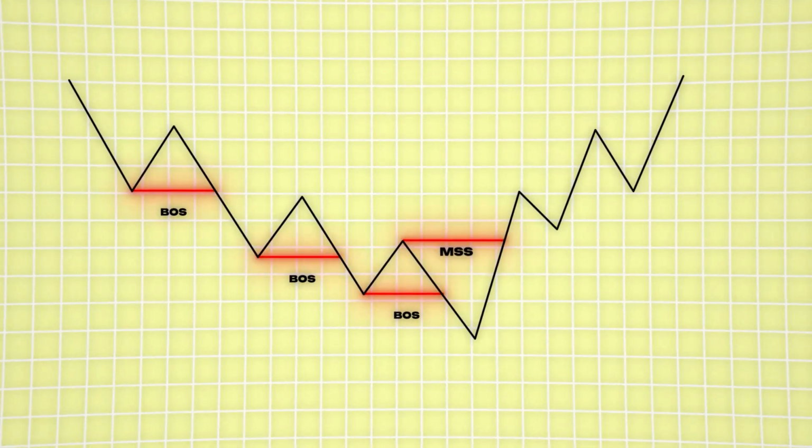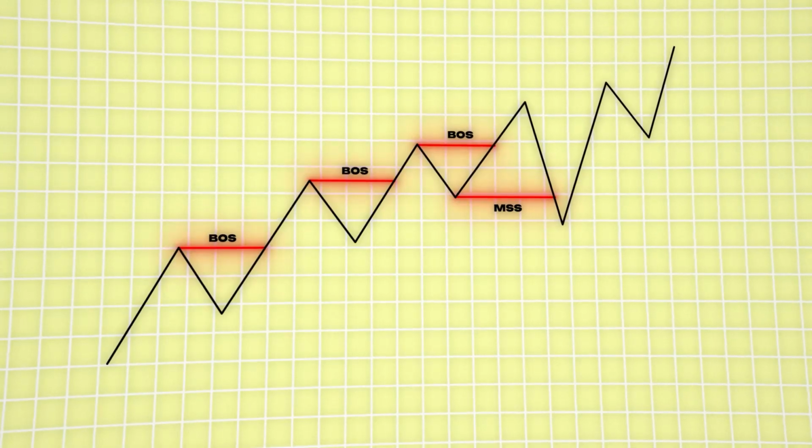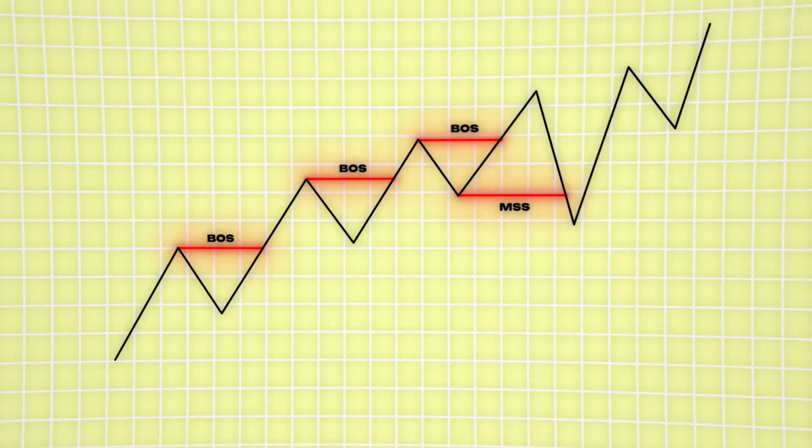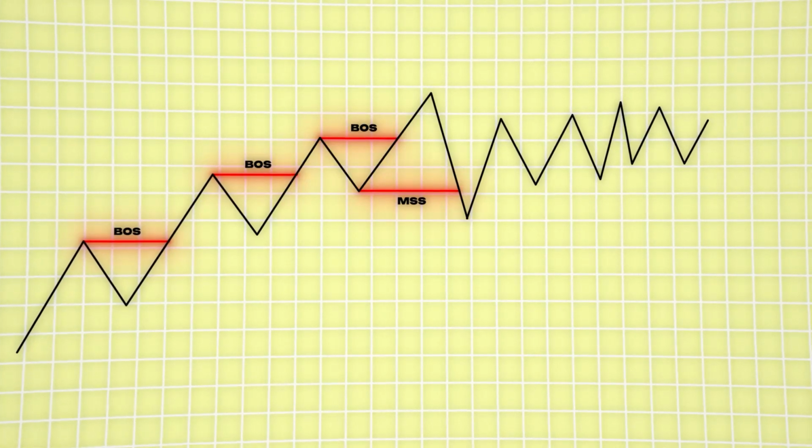After price forms such a formation, there are three possible scenarios. The first scenario is when price creates a fake MSS and continues moving in the direction of the current trend. The second scenario is when price enters consolidation and starts moving within a sideways range.